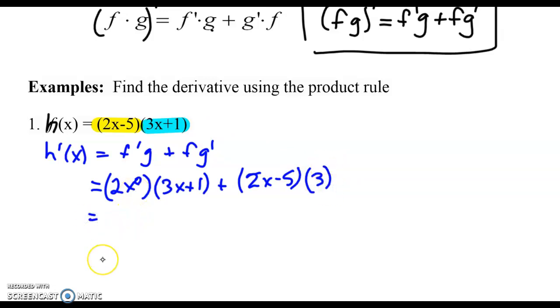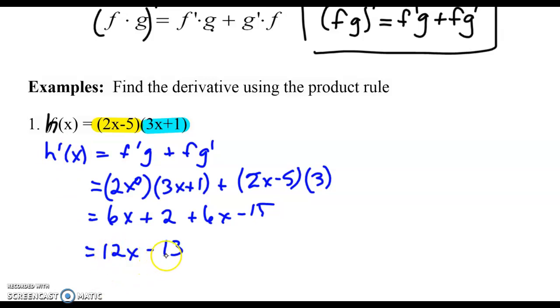Okay, so let's pause this, and I'm going to multiply that and gather like terms. So the derivative of h of x using the product rule is 12x minus 13. That means that the slope of the tangent line to this function is 12x minus 3. Now, if I knew what x value we were finding the tangent line at, I could put that in and find the slope here. But here's the equation of the slope.